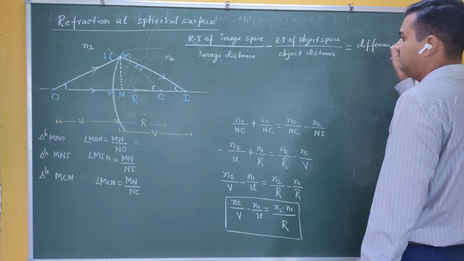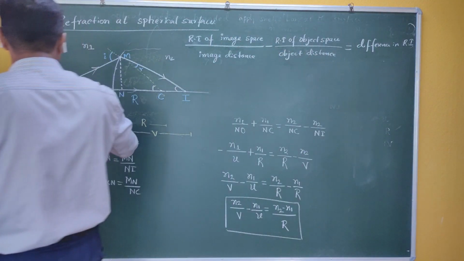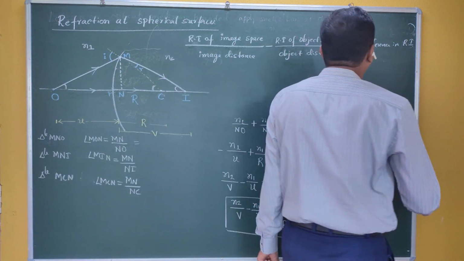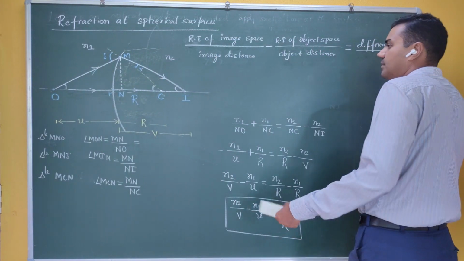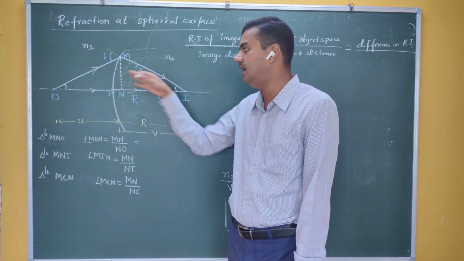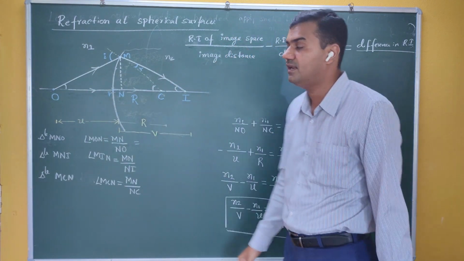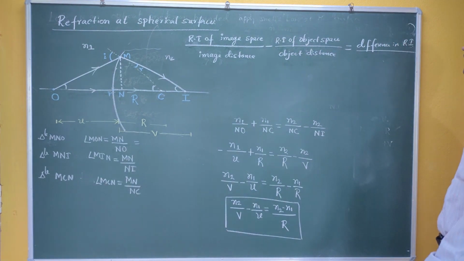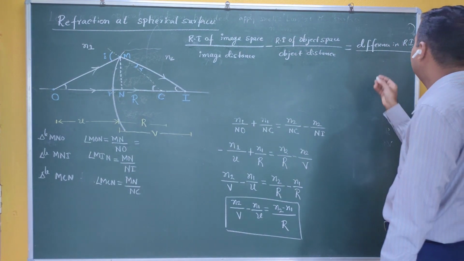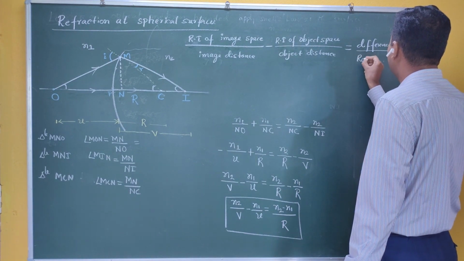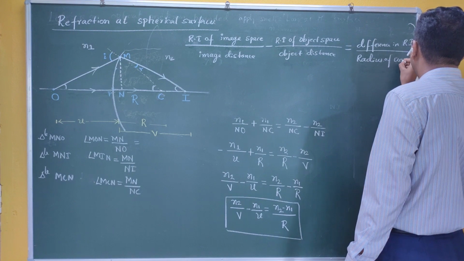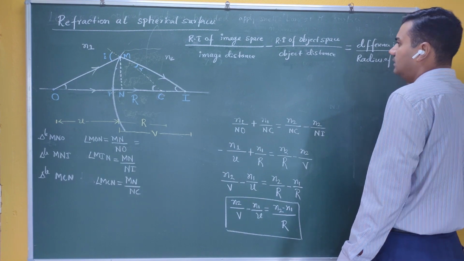We have taken a particular case here, where the object is present in the rarer medium and you are going to get the image in the denser medium. There may be the reverse case also, where your object is in the denser medium and you have the image in the rarer medium. In that case, definitely the value changes. Therefore, we are interested in the difference in refractive index divided by R. What is R? Radius of curvature.